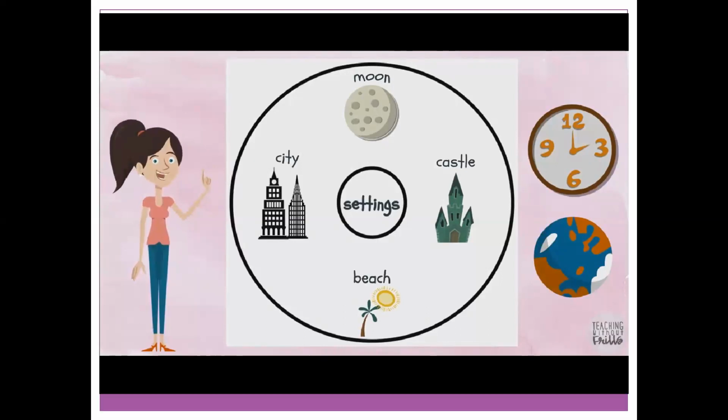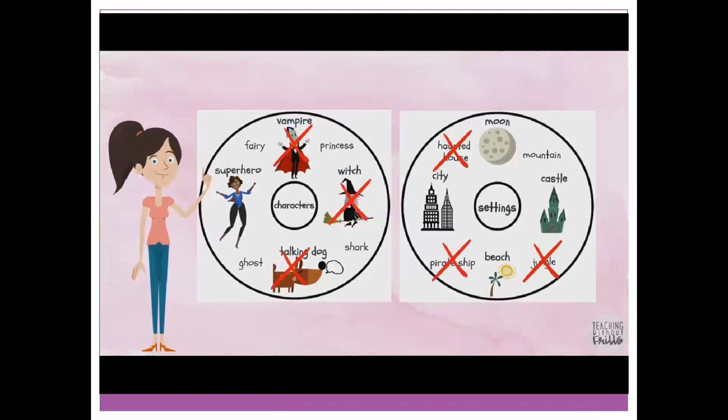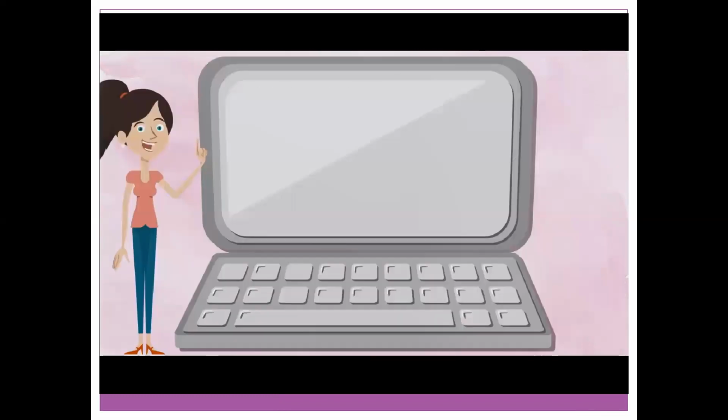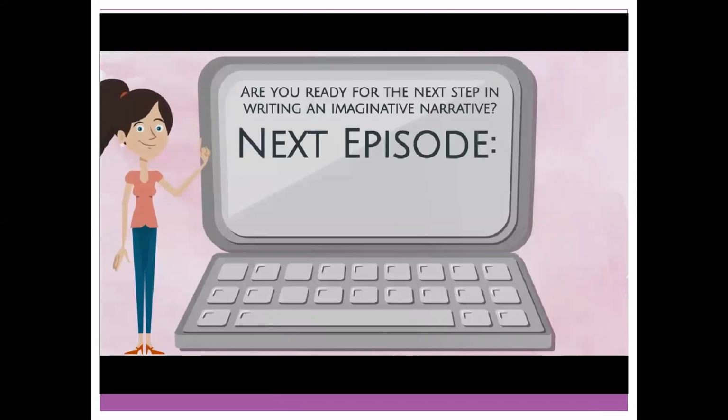Brainstorming characters can help you think of other possible settings, and brainstorming settings can help you think of other possible characters. I can keep adding to my graphic organizers until I have plenty of options. When you finish brainstorming, you can look back at all of your ideas and decide which ones aren't that interesting or exciting to you, or which ones don't really make sense. After you eliminate a few, you can choose which character and setting will be the best choices for your story. Are you ready for the next step in writing an imaginative narrative? Check out the next episode to see how I start planning my story.